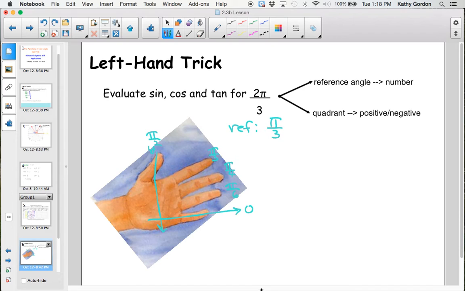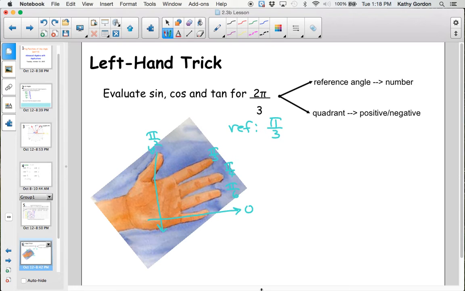Okay? Now that you folded it down, think of it like a comma. Your comma has just separated your ordered pair. X, Y. Cosine, sine. So the fingers that you have to the left of your comma are going to represent finding cosine. And the fingers that are to the right of your comma are going to represent finding sine.